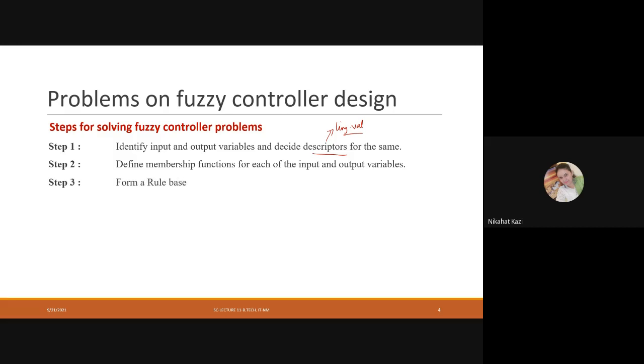The third step, which is very important in modeling a fuzzy controller, is you have to form your rule base. You have to properly characterize the logic that you need to follow in the form of a rule base, which will have what is known as fuzzy if-then rules or fuzzy implications.